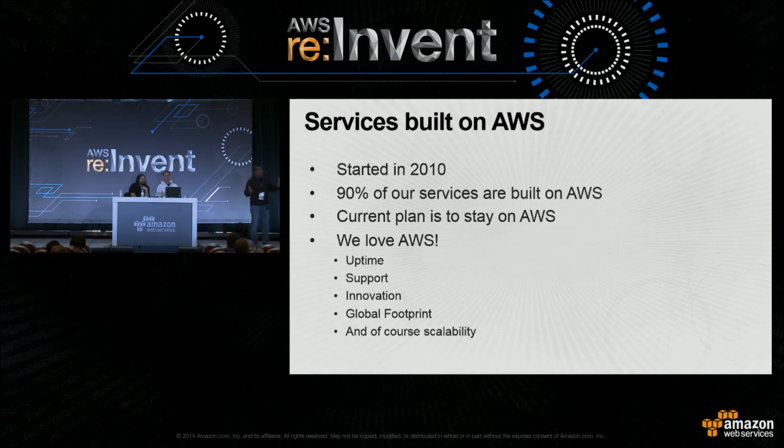We love AWS. The uptime can't be beaten. We have downtime with our MPLS circuits. We have downtimes with our data centers. All that infrastructure is taken care of by AWS. So we don't have to essentially worry about the support, the innovation, the global footprint.